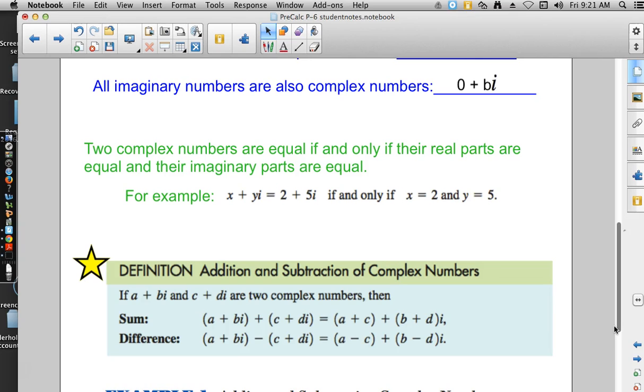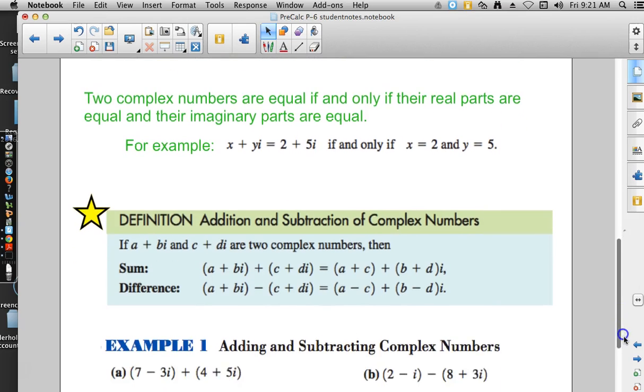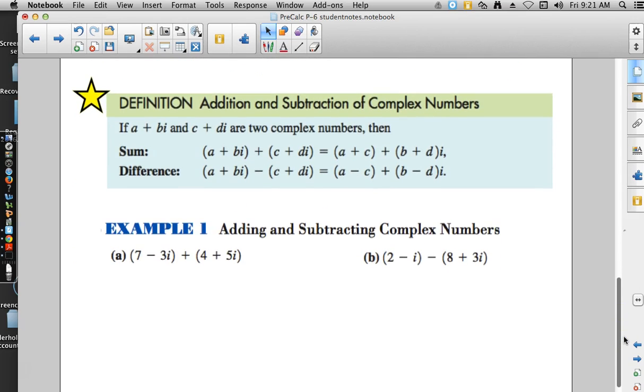So, what does that mean? Well, it still means we're talking about algebra. Real number parts get added to other real number parts. Imaginary parts can only get added to other imaginary parts. So if we have two complex numbers and we're supposed to add them or subtract them, you can only put real parts with real parts and imaginaries with imaginaries.